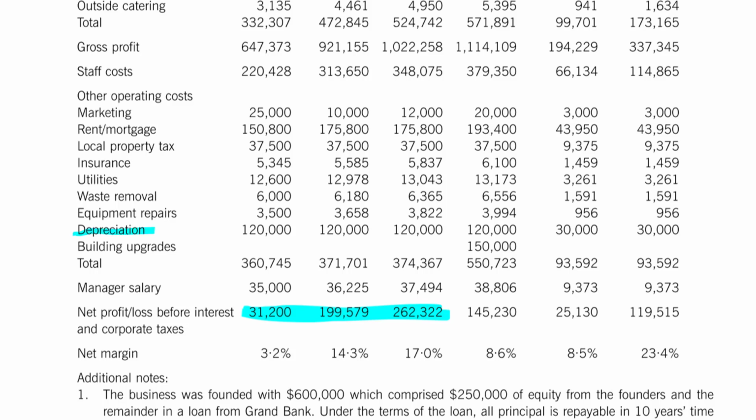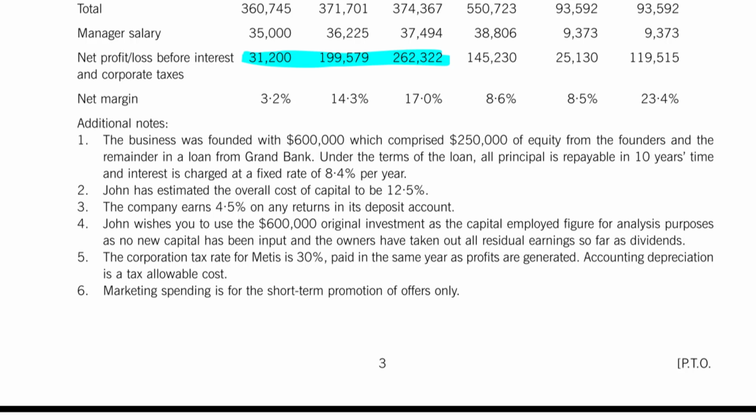Now, if I look into the P&L, I can see depreciation is a big line, and we know that depreciation is not a cash flow. So if I'm turning the profit into cash flow, we'll need to add that back. And these notes are also important to me. The business was founded with $600,000, $250,000 in equity, so the remainder would be $350,000, which was from a loan. And we're paying back the loan at 8.4% interest per year.